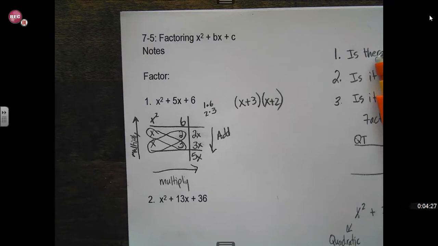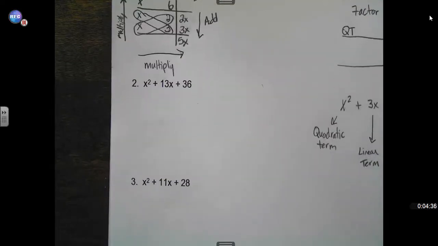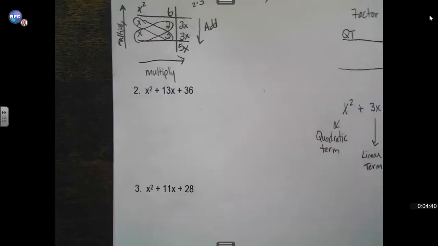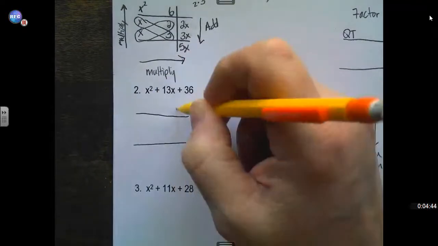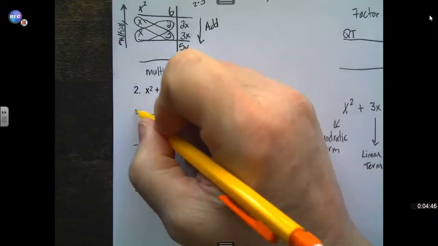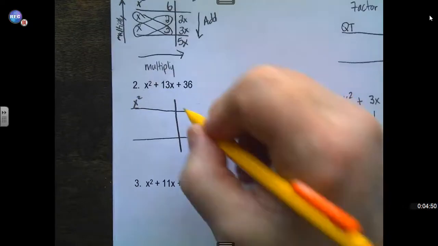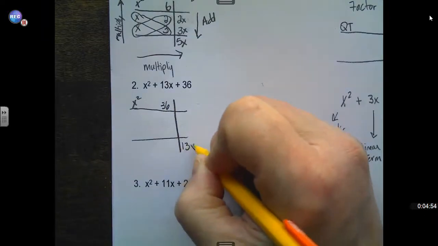Okay. And some people can do this in their head, no problem, without a factor puzzle. That's great. The factor puzzle always works for me. And as I said, my kids in pre-calculus still use it when they're factoring. Quadratic term goes here, constant goes here, linear term goes down here.